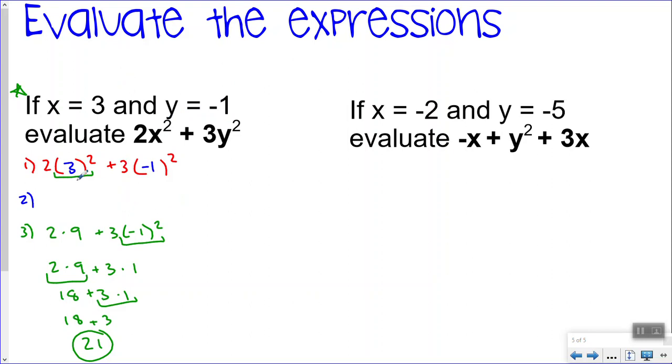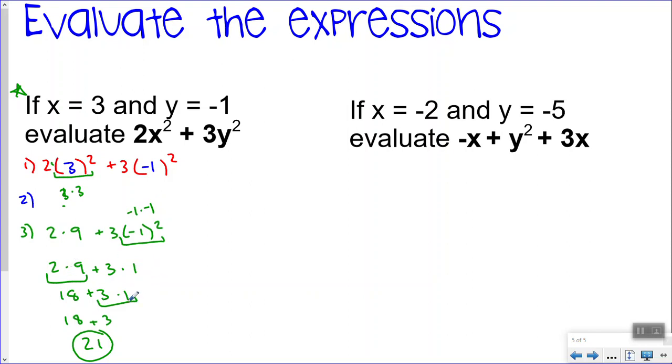We do have some exponents to deal with. So 3 squared is the same thing as 3 times 3. 2 means that we have 2 factors of 3. 3 times 3 is 9. This is multiplication here, so everything else comes down exactly the same. Then we still have another exponent. -1 squared is -1 times -1. That's a positive 1. Everything else stays the same.